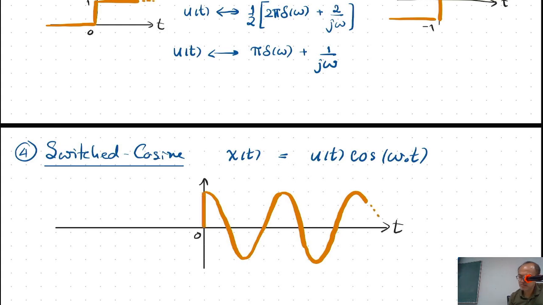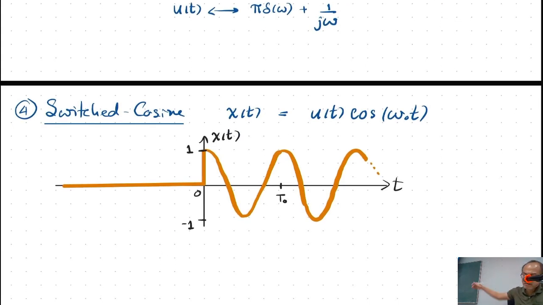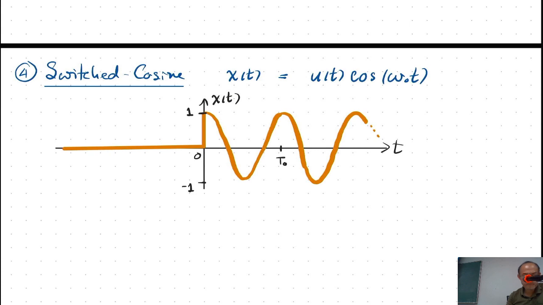And when time is less than zero, it is zero. So this is why it's called a switched cosine. It's switched on at time zero. It's like you have a switch, right? And you turn it on at time zero. So the sinusoid will come out at time zero. And this is T naught, which is the period of it. And this is 1, this is minus 1, this is x of t. And let's try to find the Fourier transform of it. Let's try to find the spectrum of this switched cosine.